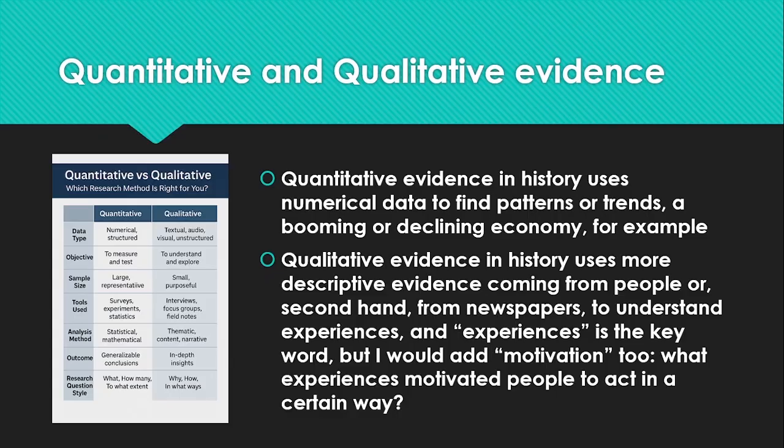Quantitative evidence in history uses numerical data to find patterns or trends, a booming or declining economy, for example. But this needn't be exclusively economic data. Population growth tells us a lot about a nation, about society. But think of other things you can count. I would go back to protests, demonstrations, riots and assassinations.